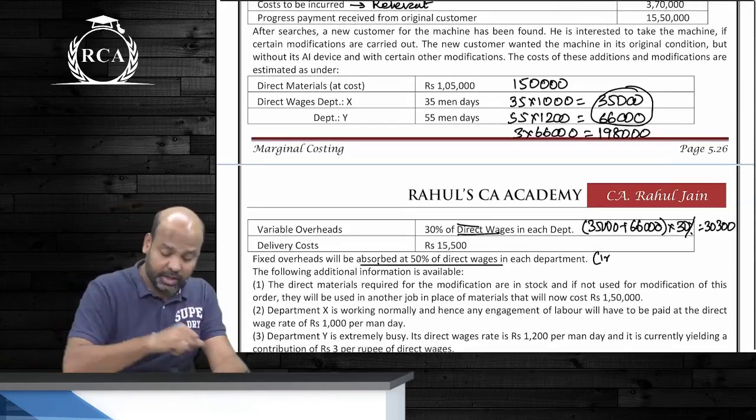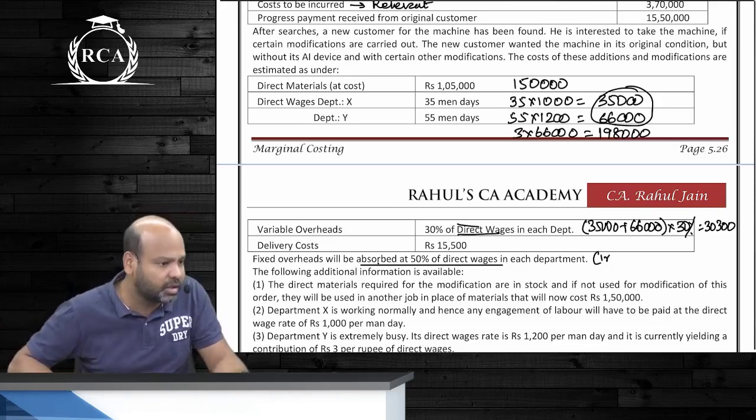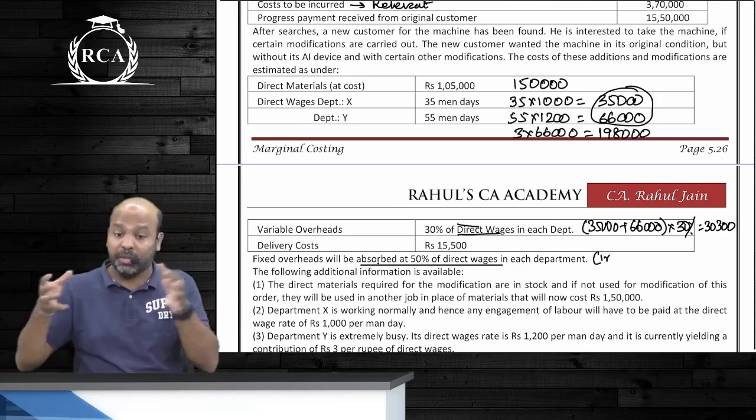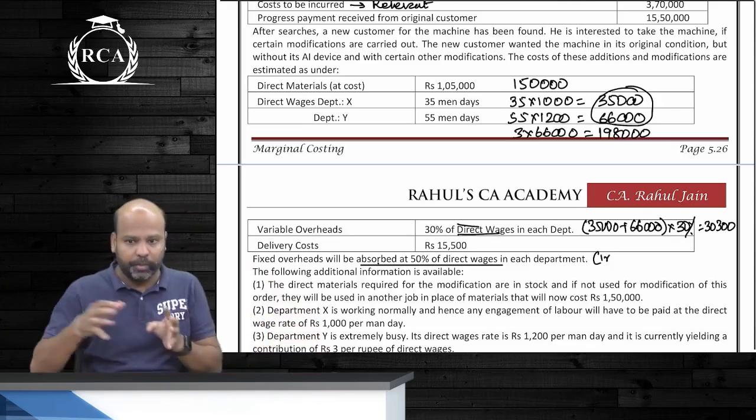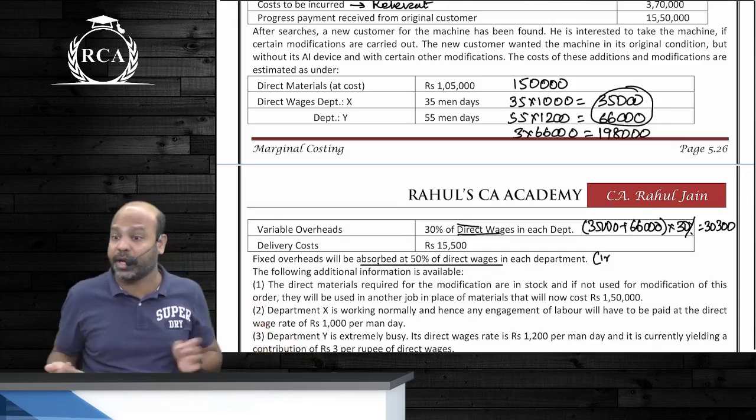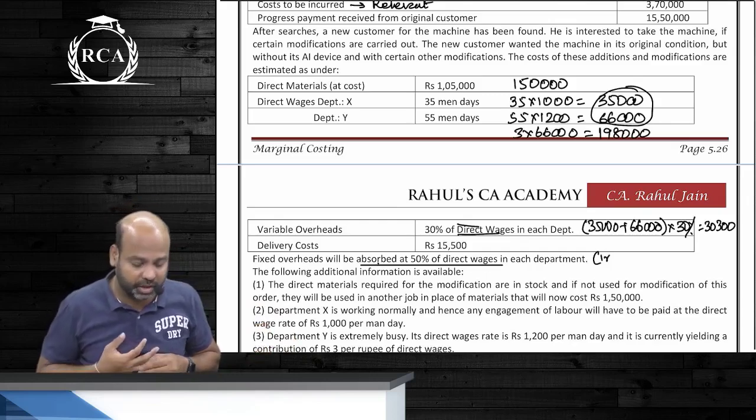For raw material, guys, why did I take 1,50,000? This raw material can be used elsewhere, which would result in a saving of 1,50,000. Because I'm not using it there, here I will have to take an opportunity cost of 1,50,000.